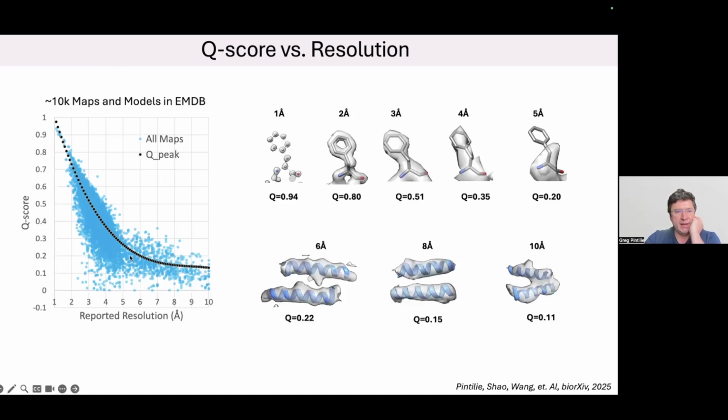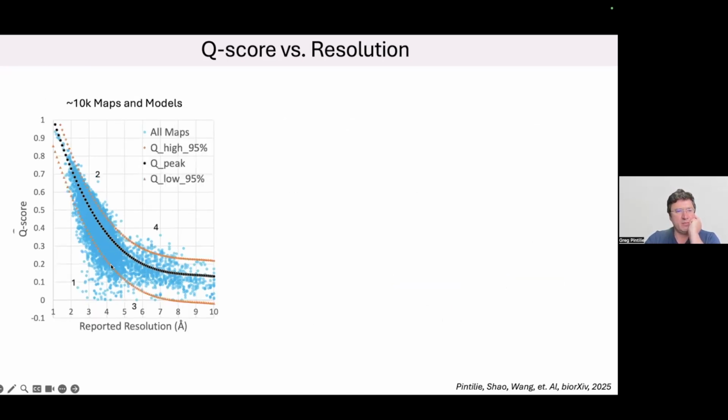In this resolution range between 5 and 10, you'll notice that it decreases very slowly, so it's not quite as useful. But still, with the lower visibility of different features like these alpha helices, the Q-score still decreases slightly in that resolution range. Now, there's a lot of points outside.